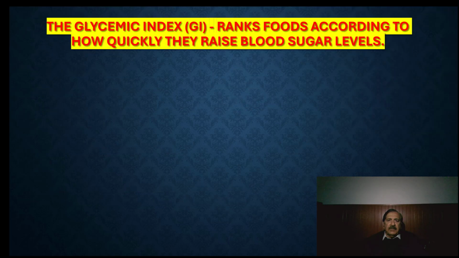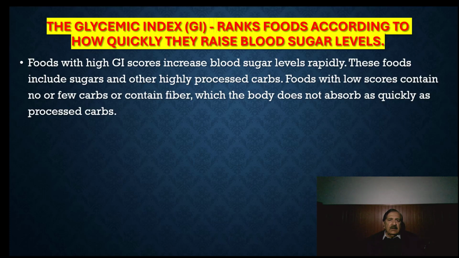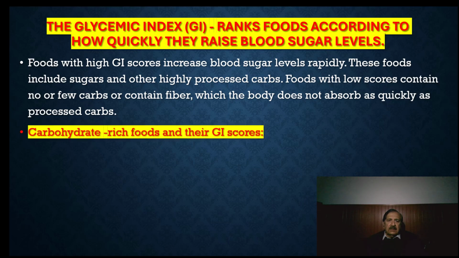A person who needs a high intake of carbohydrate can add a small amount of fresh fruit or a glass of milk. The glycemic index (GI) ranks foods according to how quickly they raise blood sugar level. Foods with high glycemic index scores increase blood sugar level rapidly. These foods include sugar and other highly processed carbs. Foods with low scores contain no or few carbs or contain fibers, which the body does not absorb as quickly as processed carbs.